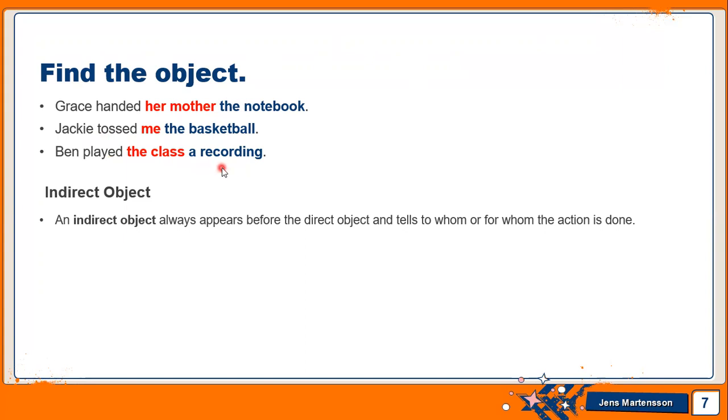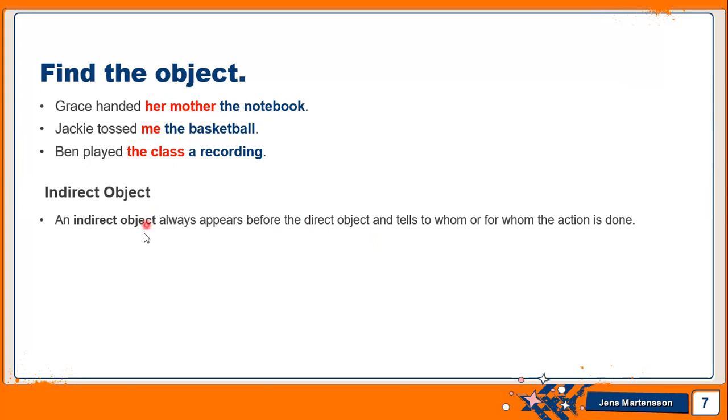We studied before something that's called a direct object. Now, I want to introduce to you something that's called an indirect object. What is an indirect object? It is an object that appears before the direct object. So we have here two objects mainly, a direct and an indirect object. How do I locate them?